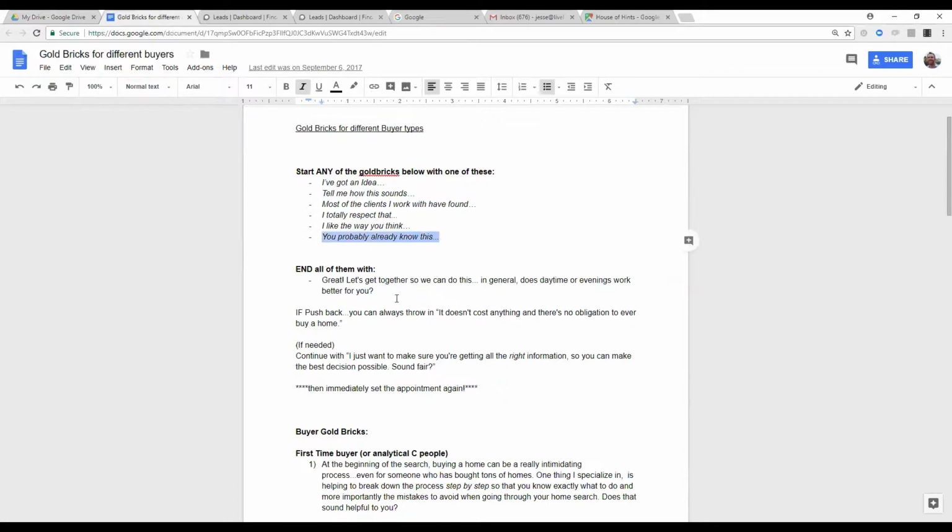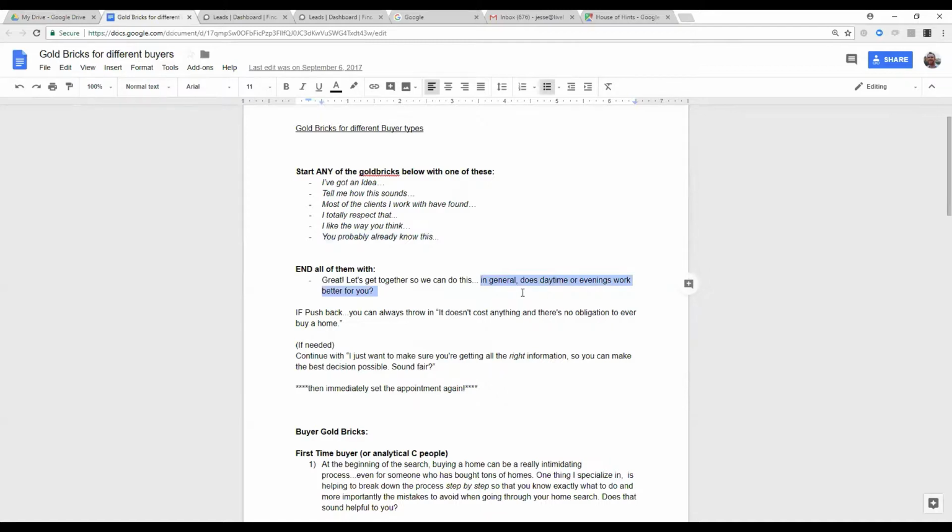You could do this 100 different ways, but if you at least know one way to close, as soon as they agree that whatever you've given them is beneficial, you say, great, let's get together so we can do this. You're going to be a little more eloquent because you're going to reference something you've just said. Let's get together so we can go over your criteria. In general, do days or evenings work better for you? I think that's the easiest possible close you can do over the phone.